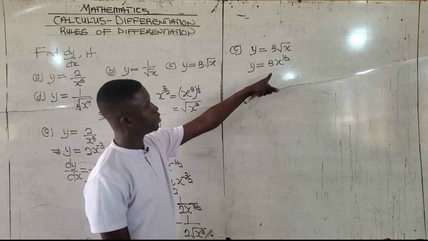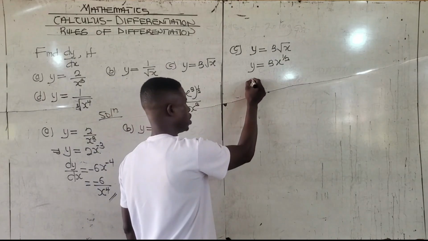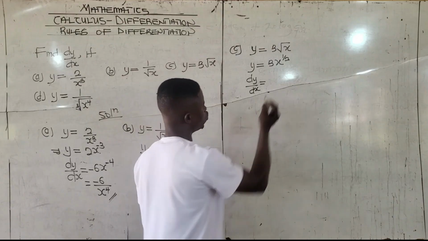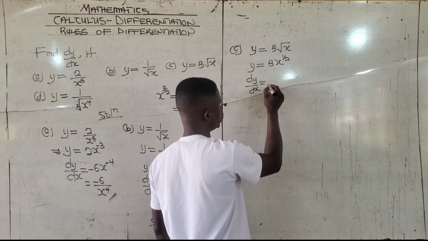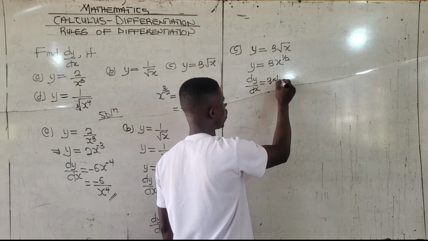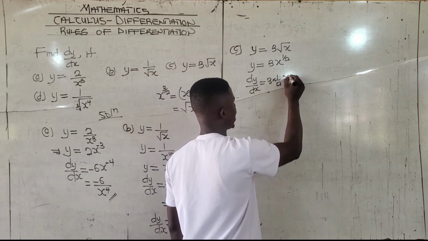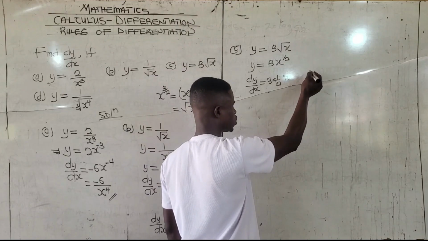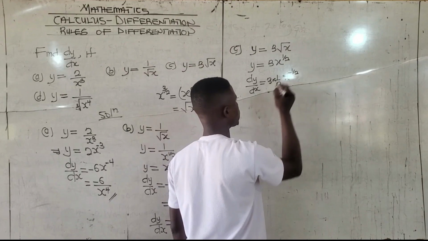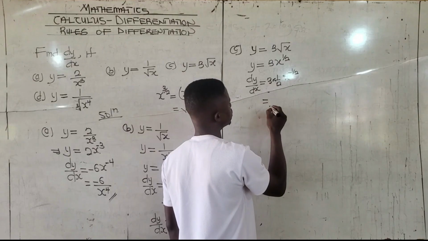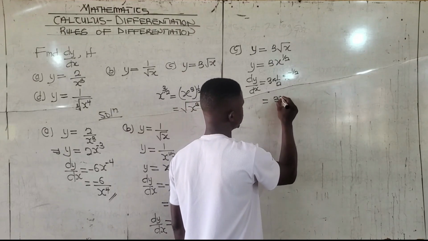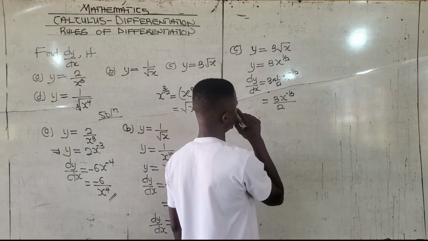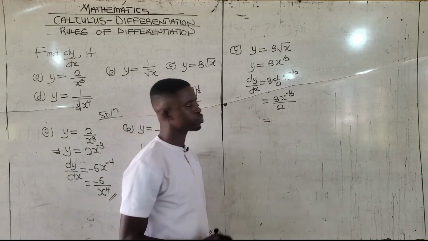If I am differentiating this expression, then we are going to have dy over dx equal to the 1 on 2 multiplied by the 3. So we have 3 times 1 on 2, then x, and we subtract 1 from the 1 on 2. So 1 on 2 minus 1 is negative 1 on 2. This gives us 3x to the power negative 1 on 2, all over 2.